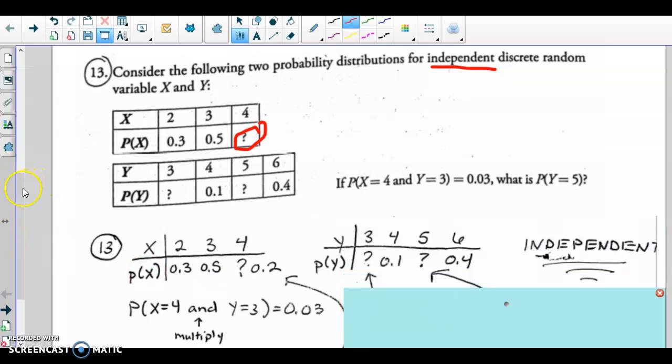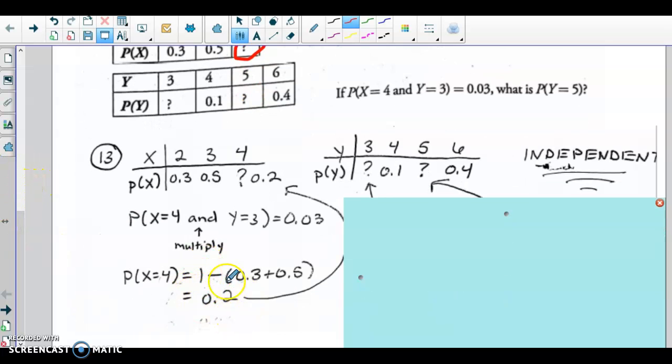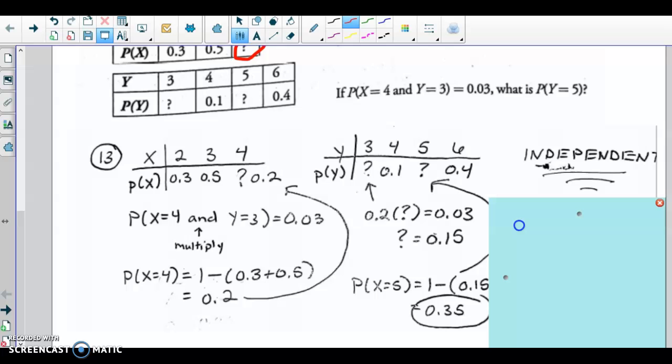If I know they're independent, so here's me finding that first question mark. Now to get these other 2 question marks, if I know they're independent, that means the probability of x times the probability of y, or the probability of x equals 4 and y equals 3, I can multiply those if they're independent. So I know x is 4. We just found it was 0.2. So 0.2 times this question mark is going to give me 0.03. That's a pretty easy equation to solve. So I divide both sides by 0.2 and I get 0.15.